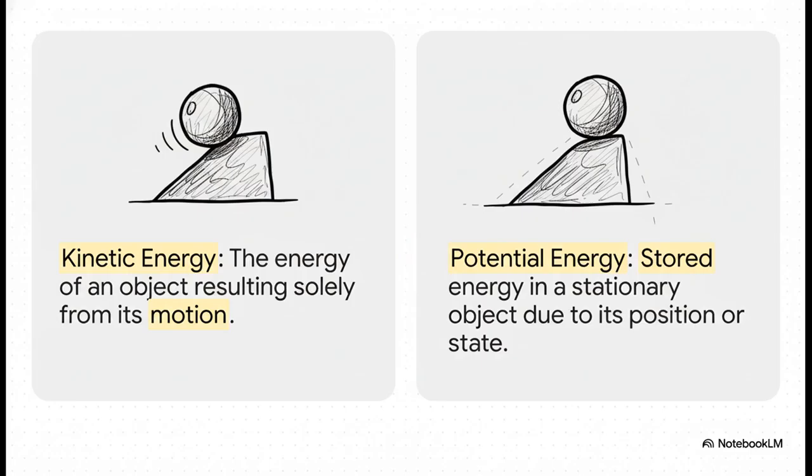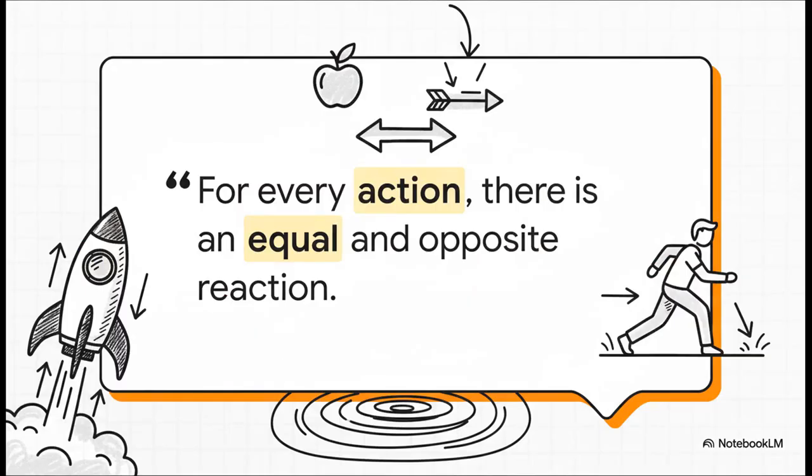This is stored energy. Think of a cannonball sitting at the top of a castle wall. It's not moving, but it has the potential to do a lot of work because of where it is. That's potential energy. And you really can't talk about motion without bringing in the man himself, Sir Isaac Newton.